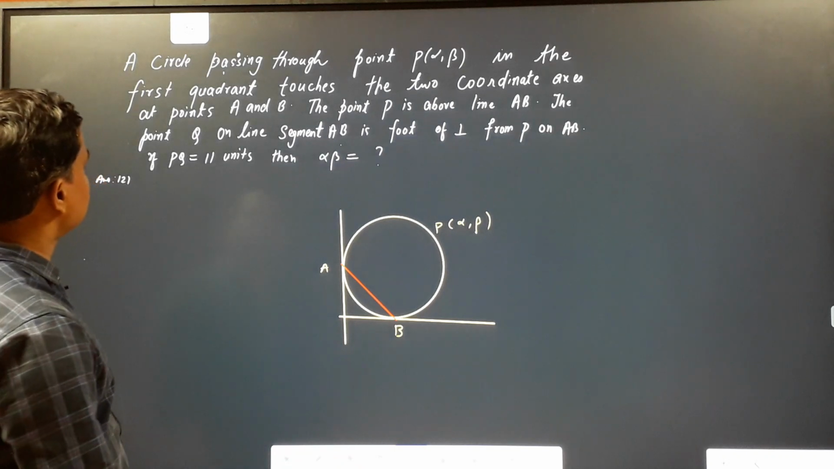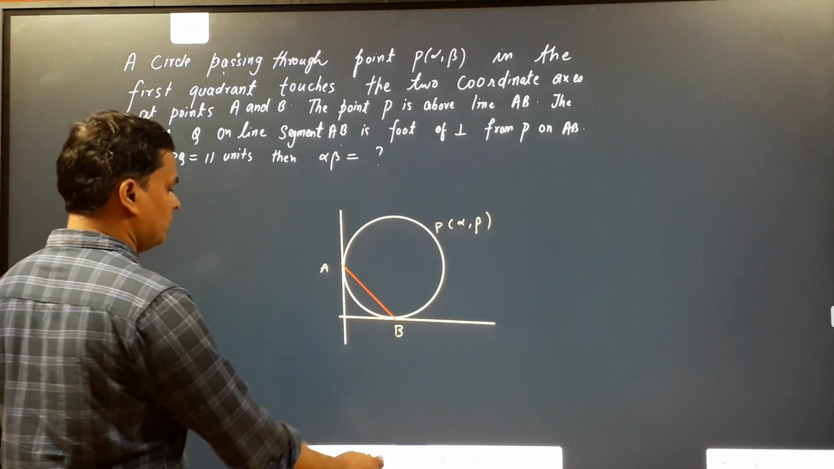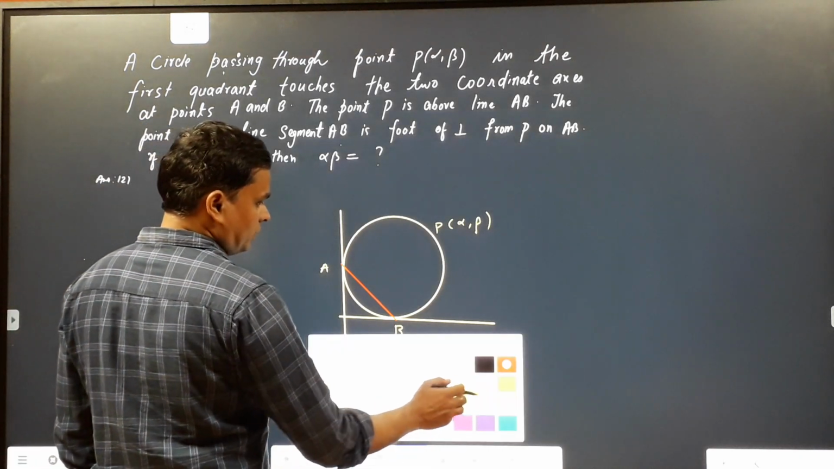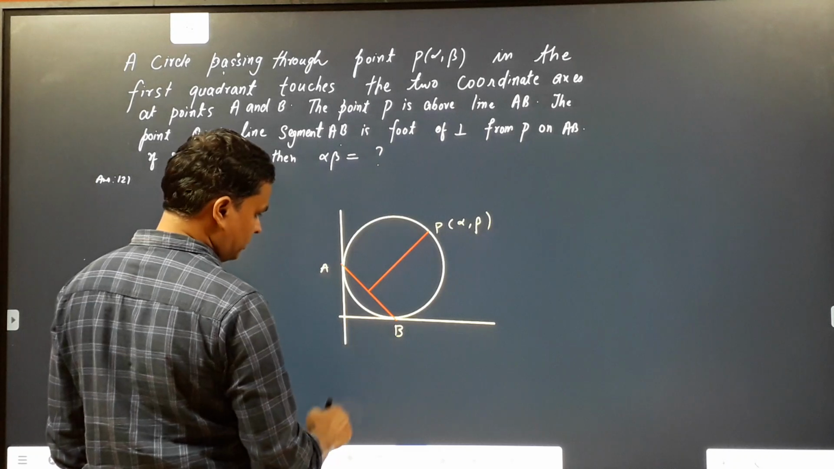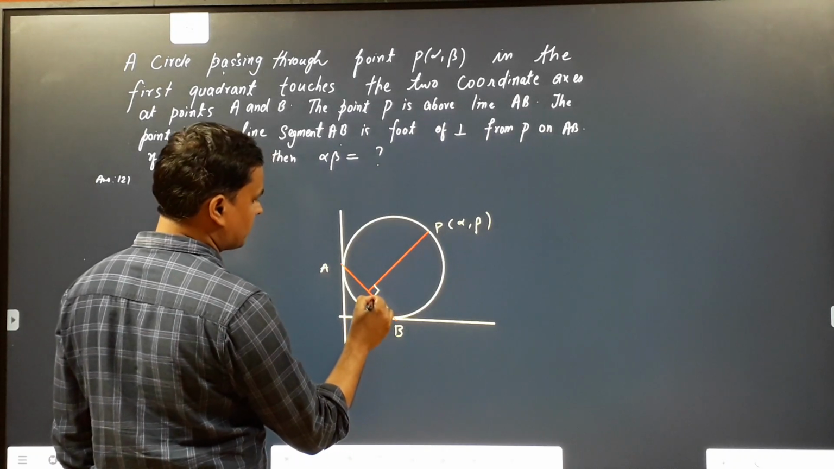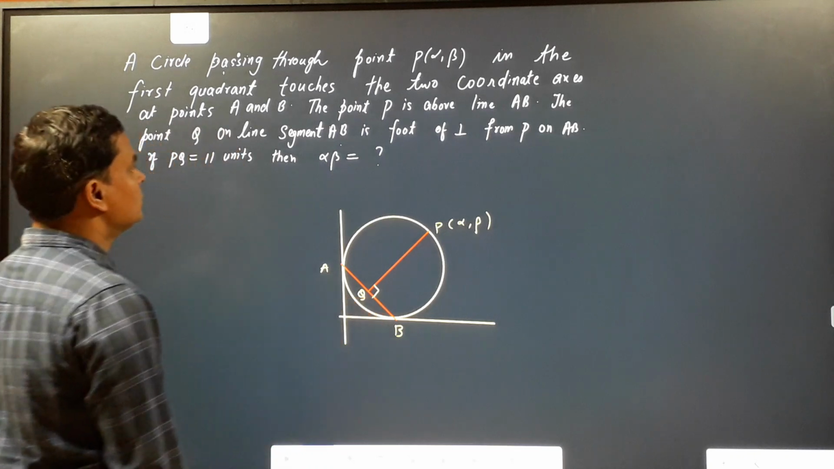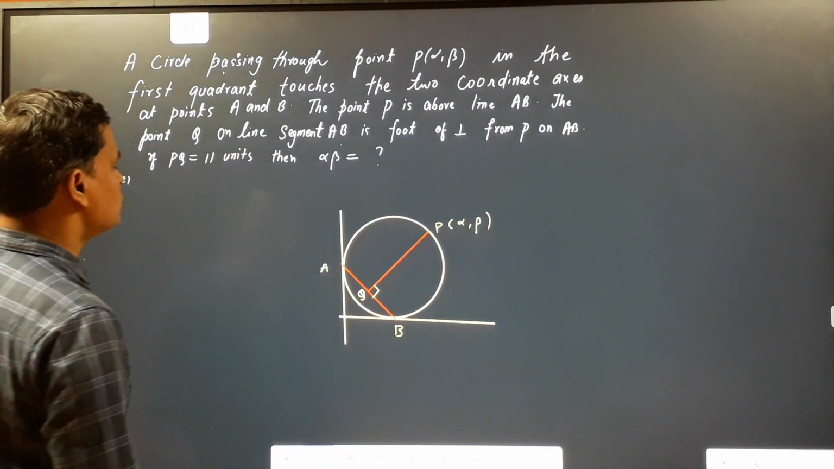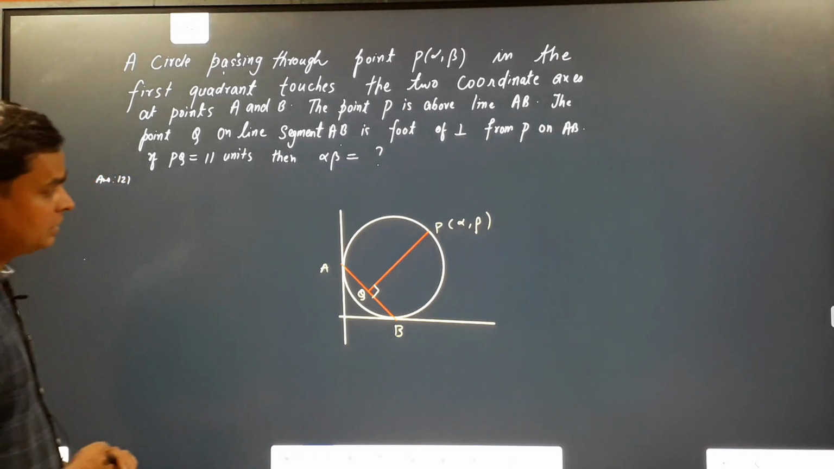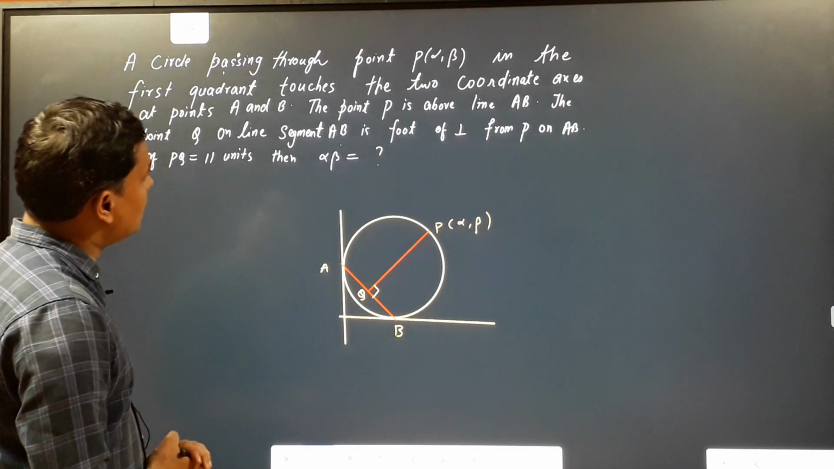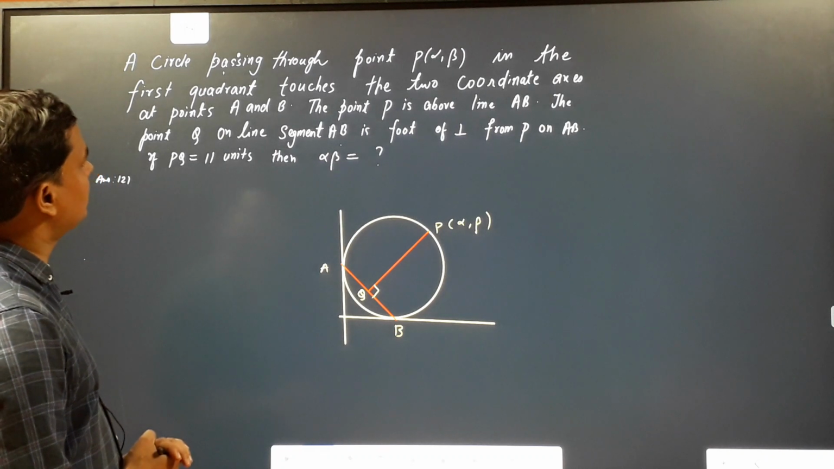Now it is saying the point Q on the line segment AB is the foot of perpendicular from P to AB. So let us draw a perpendicular from P on AB. So this is a perpendicular and this point is known as Q. Now it is asking that if PQ is equal to 11, then what is the value of alpha beta? Few things are to be noted here.